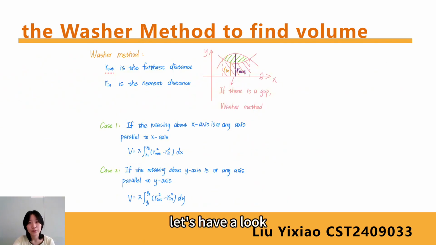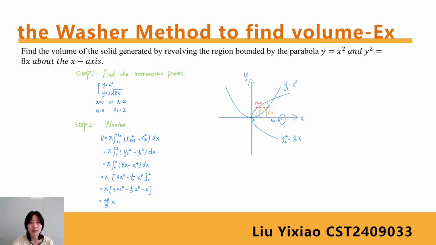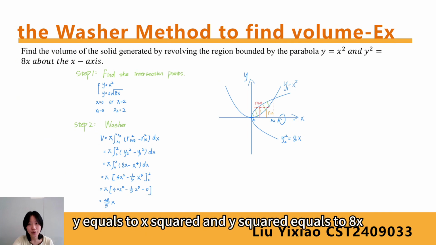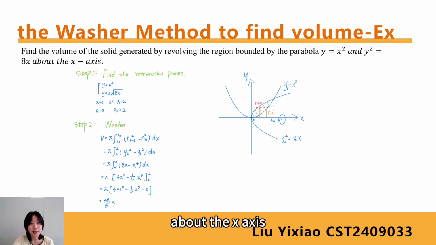Let's have a look. We use these two formulas depending on which case we meet. When rotating about the x-axis, we use dx, and when the y-axis, we use dy. Then here's an example. Find the volume of the solid generated by revolving the region bounded by the parabola y equals x squared and y squared equals x about the x-axis.